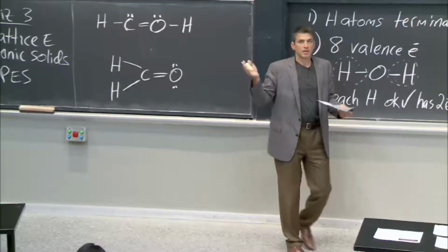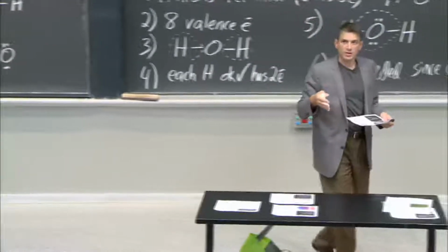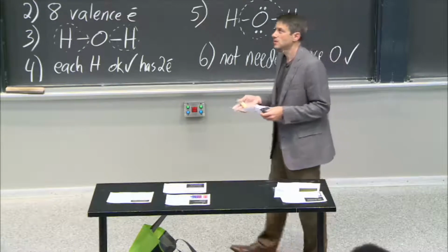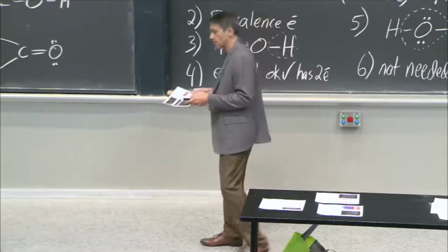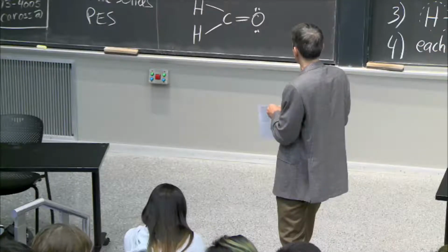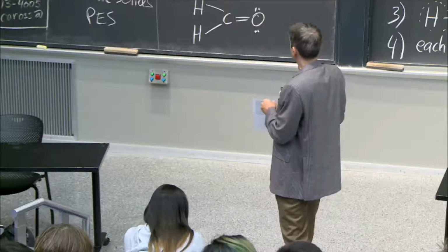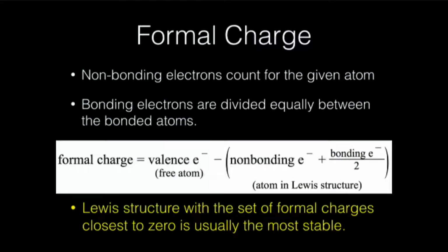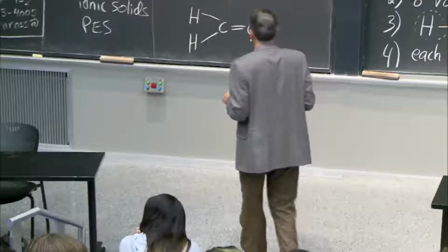rule, right? But the concept of formal charge allows us to distinguish which one is likely to be more stable. And so what formal charge is, and I've got it written out here, is: non-bonding electrons count for the given atom, bonding electrons are divided equally, and so formal charge is the total valence of an atom. So I can take any atom here and say, what's its total valence? Carbon 4, oxygen 6, right? And then that's the total valence of the free atom, and then I subtract from that how many non-bonding electrons it has, plus the bonding ones over 2.